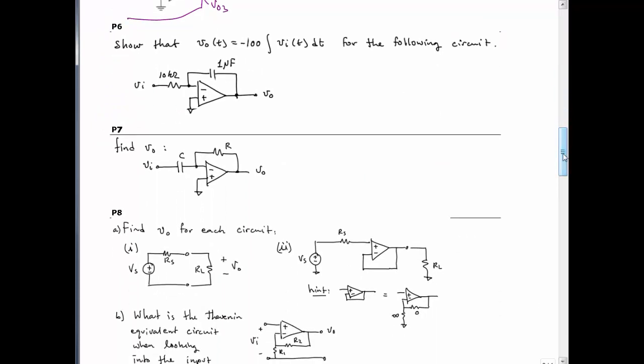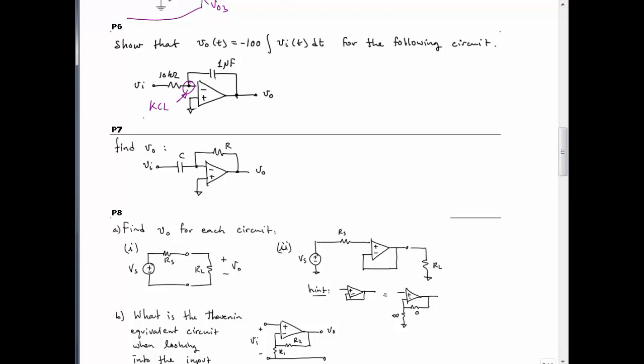Problem 6 now introduces the use of a capacitor. Okay, and you are to show that the output voltage is actually minus 100 times the integral of the input. Now you may think at first, oh, I can't do this. We haven't done anything with capacitors. Okay, well, not so.